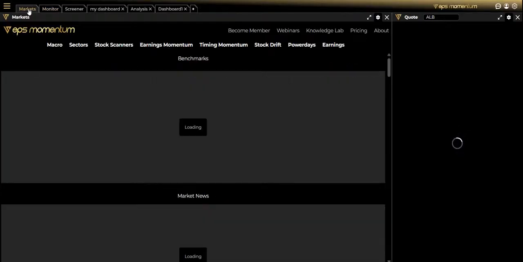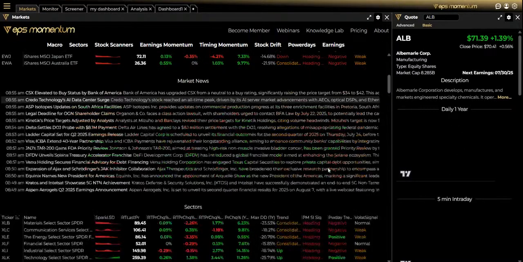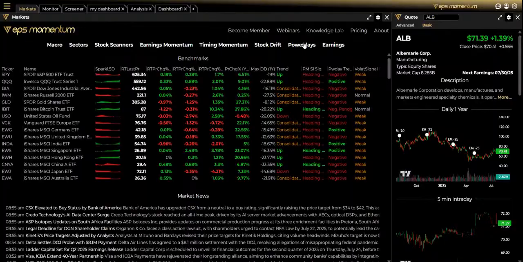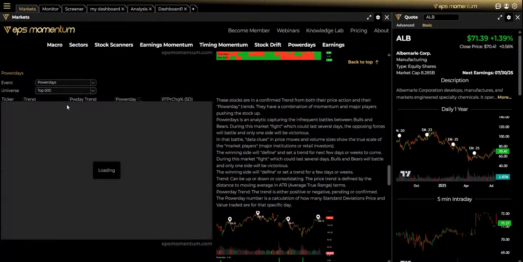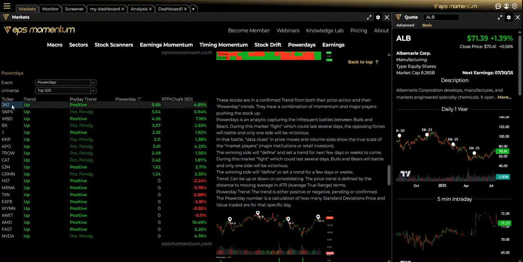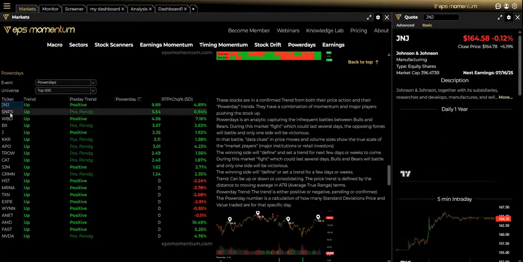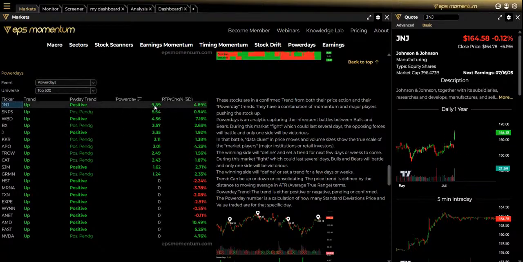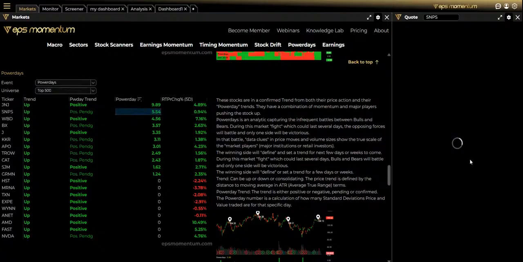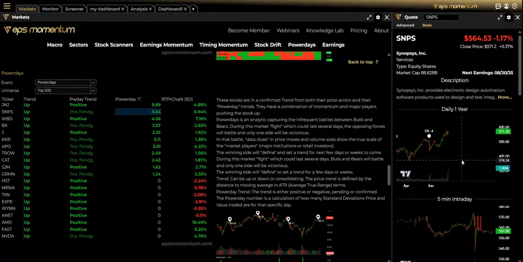We have on the markets page the ability to look for Power Days, so you can actually literally click on Power Days here, go straight there, and then you can see whether your universe is top 500 or so. You can see J&J or SNPS or else. And you can see positive Power Days, so I can see a major jump here. So these are stocks that are breaking out by a 9.89 standard deviation. SNPS, again, 5.54 standard deviation.